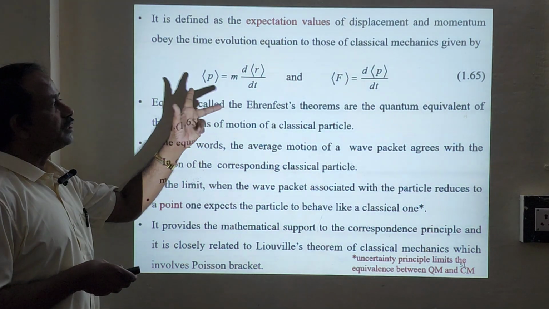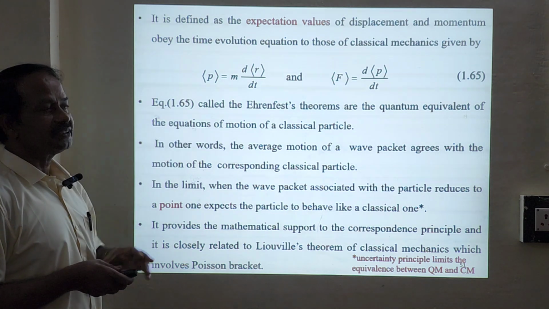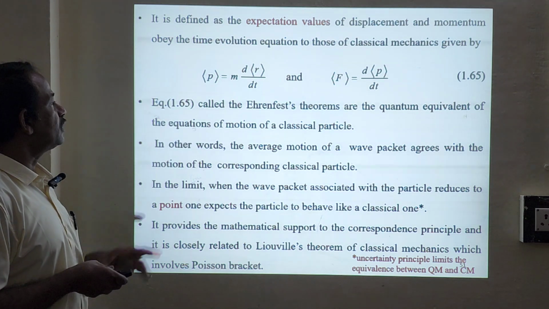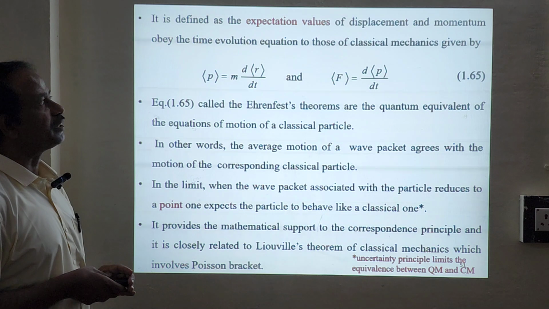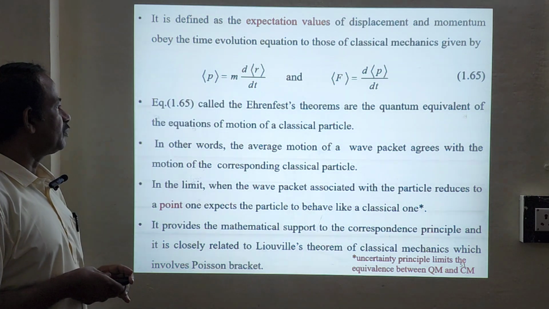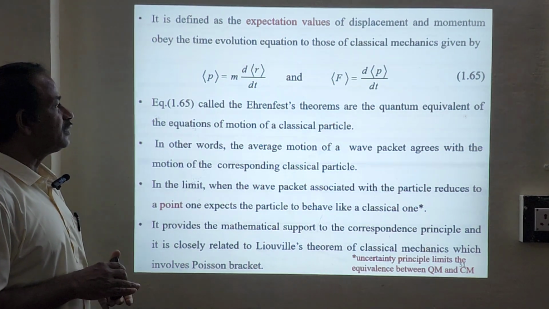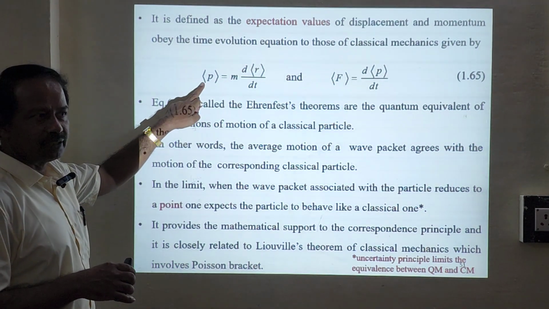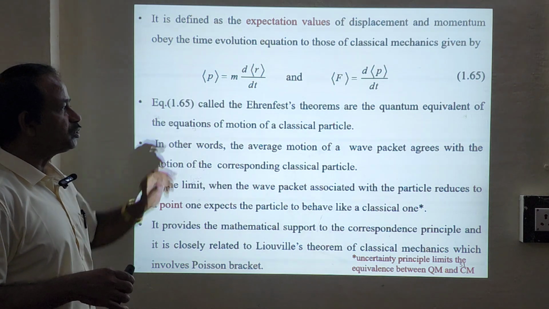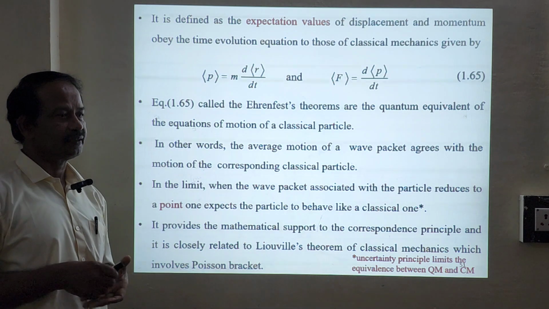So these two equations are what we call the Ehrenfest theorems. They are the quantum equivalent of the equations of motion of a classical particle. As I said earlier, these two things are very important, so we are going to derive these two equations. In other words, the average motion, this is the expectation value, the average motion of a wave packet agrees with the motion of the corresponding classical particle.